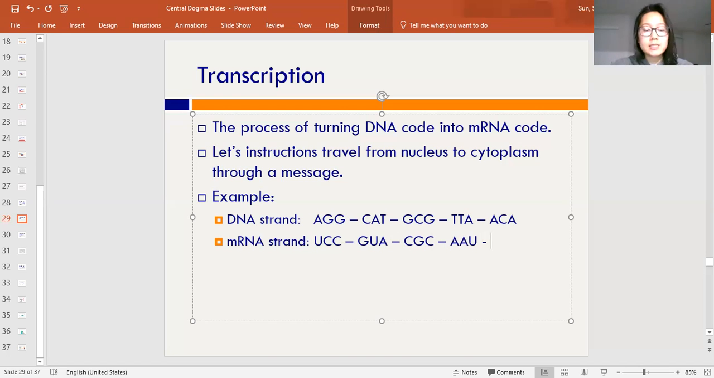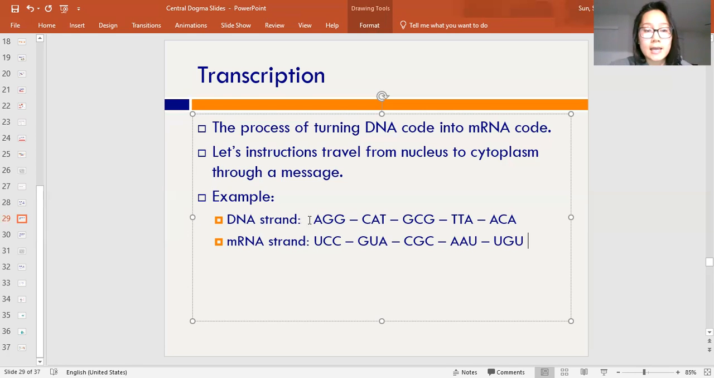In the last codon, we see an A, so we'll put a U. We have a C, so we'll put a G, and then we have another A at the end, so we'll put a U. And that makes the mRNA strand UCC-GUA, CGC, AAU, UGU out of the DNA strand. This is the process of transcription.